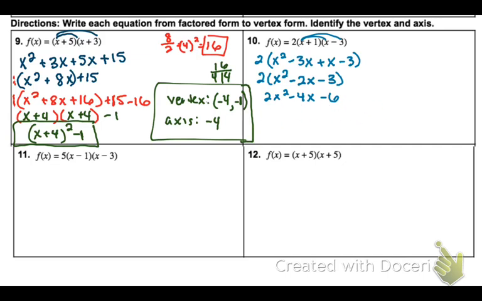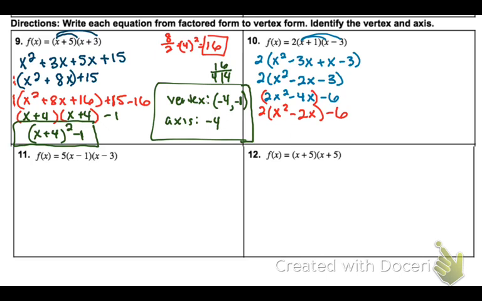From standard, I need to change it to vertex. So now I'm going to go ahead and take a look at these 2 only. And I'm going to factor out something that is not the x. I don't want to take out that x because I need the x squared. So I can actually factor out a 2. I'm left with x squared minus 2x minus 6.